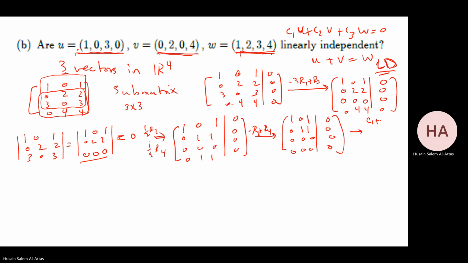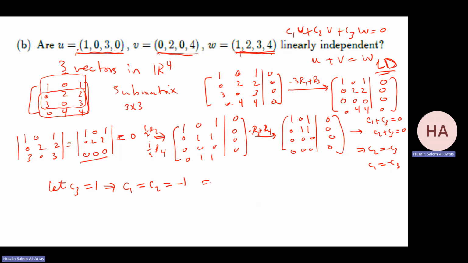I have C1 plus C3 equals 0, and C2 plus C3 equals 0. So that means C2 equals minus C3, and C1 equals minus C3. Okay, now if I let C3 equal 1, what do I get? C1 equals C2 equals -1. So I have minus U1 minus U2 plus W equal to 0. Or in other words, W is U plus V, which is this one.